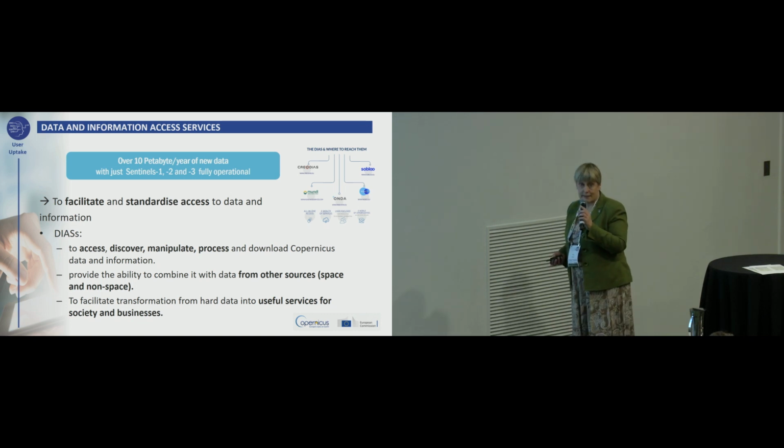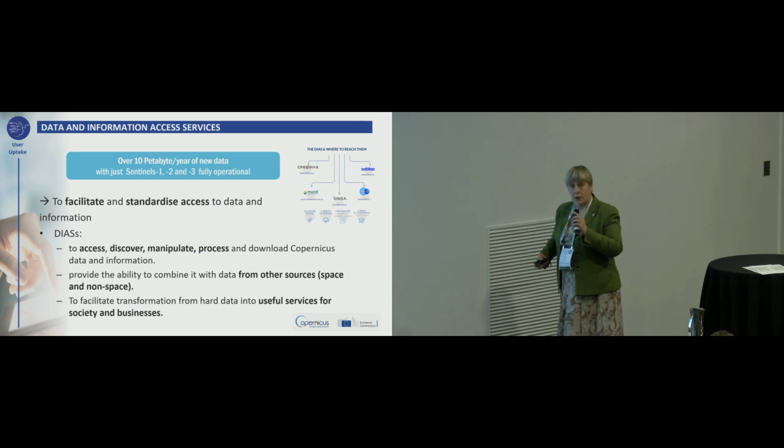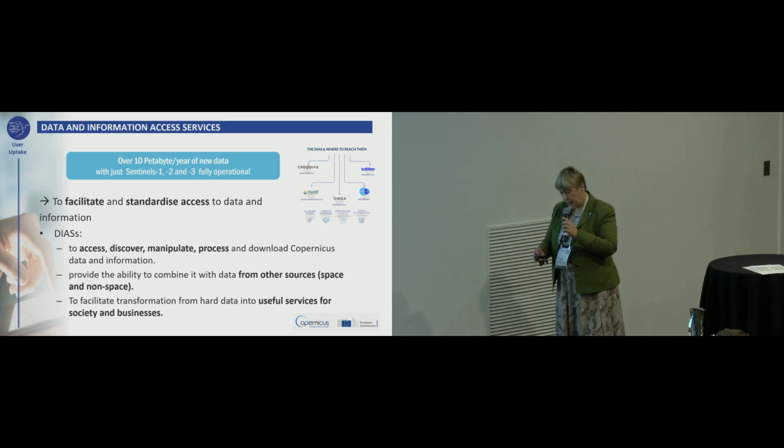We have 5 Copernicus DIAS. These are data and information access services where the data is available, but also can be combined with other data, which is cross-sectoral, which can be used by everyone, and to create dedicated products or analysis-ready data for specific sectors. So this is an open system where also interested parties can work on top of these platforms with their own data to make value-added products.